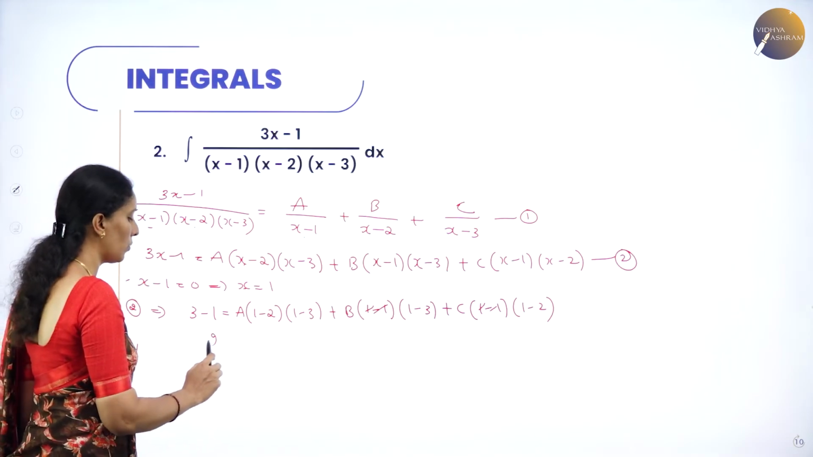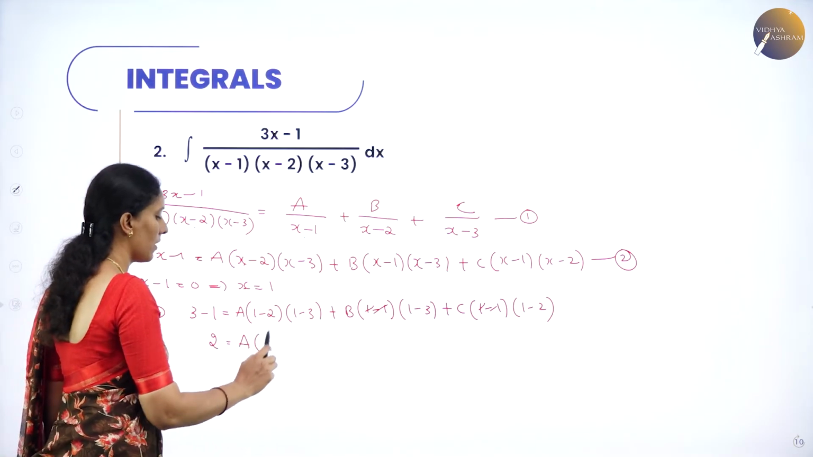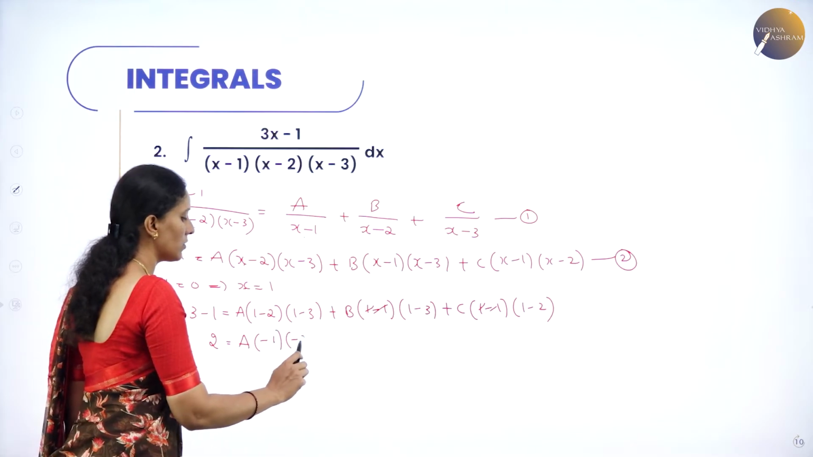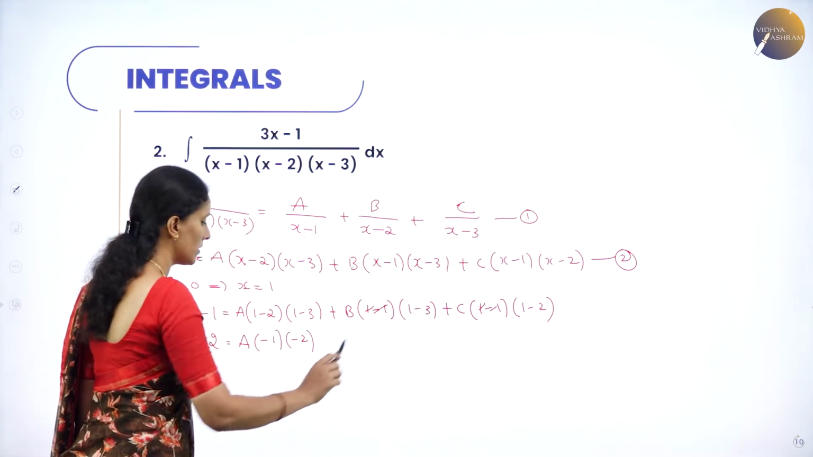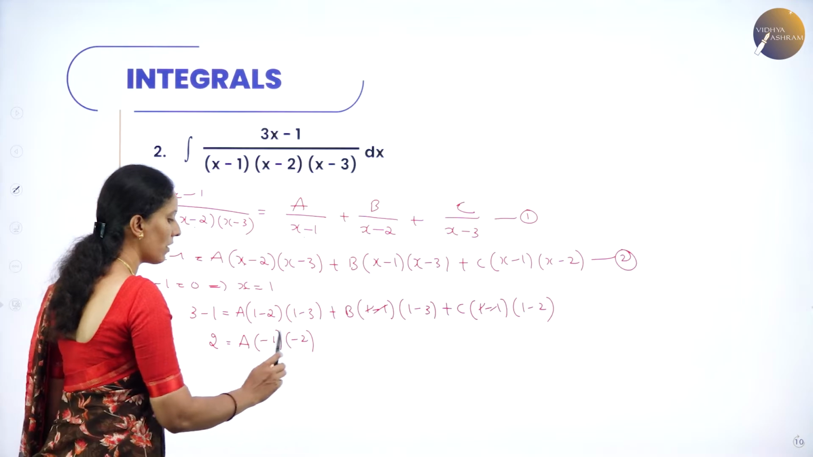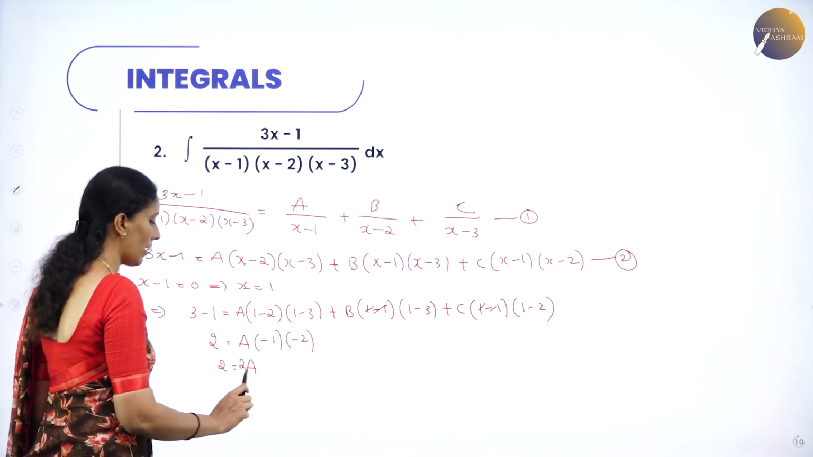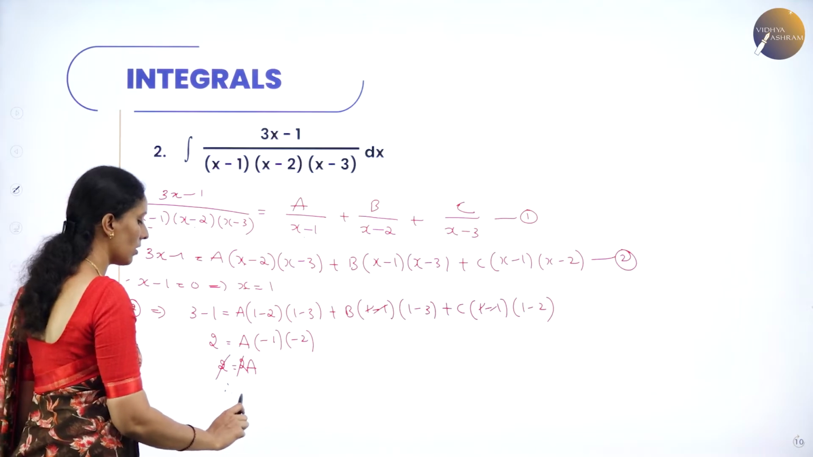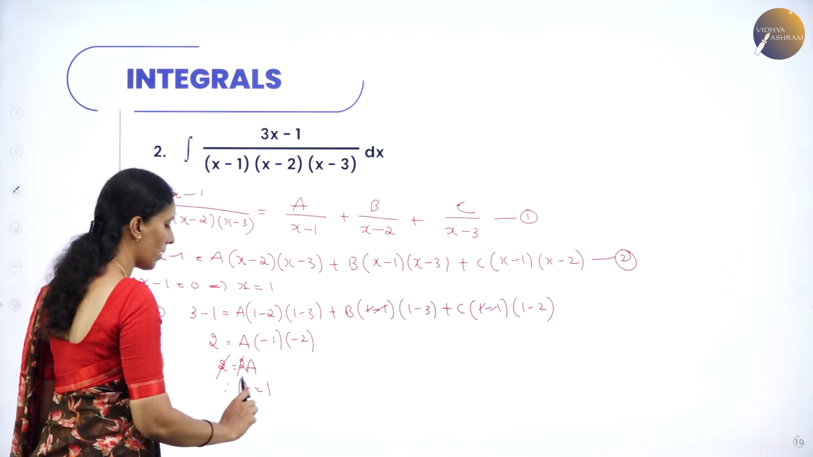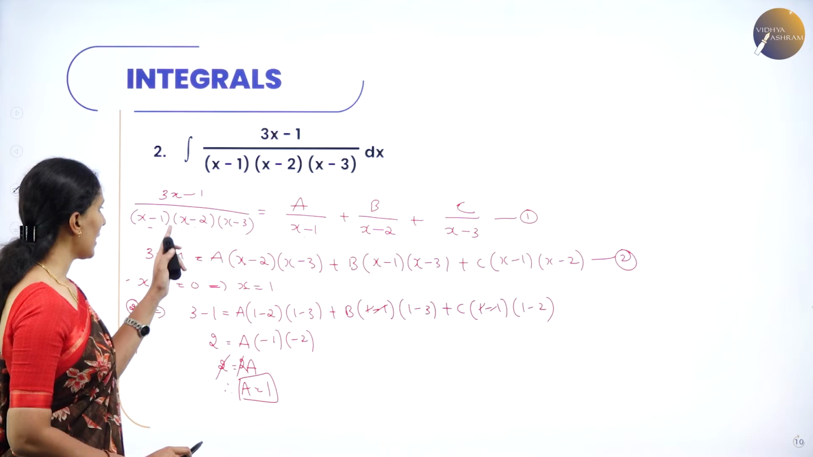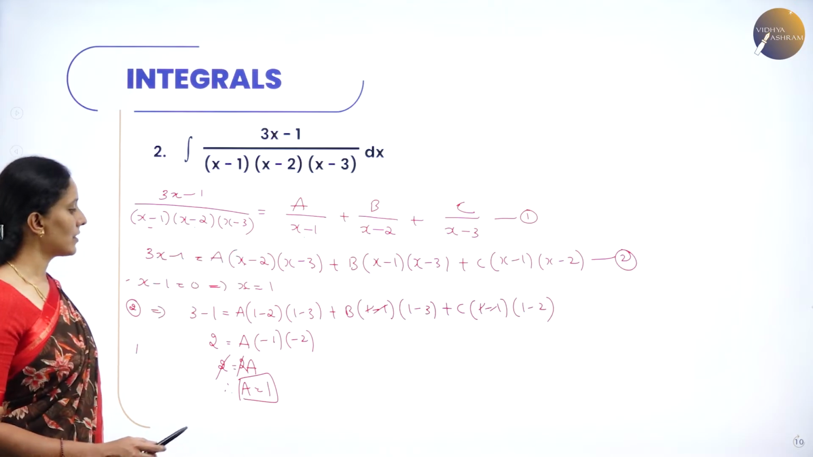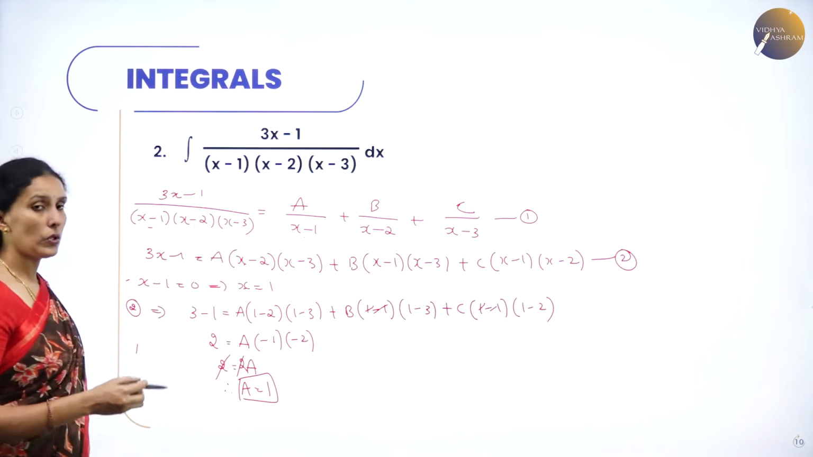Now here you have 2 equal to a into minus 1 into minus 2, and the other terms are 0. So minus 1 times minus 2 is 2. So 2 is equal to 2a. So 2 gets cancelled. Therefore the value of a is equal to 1. Now similarly take x is equal to 2 and x is equal to 3 after equating to 0.